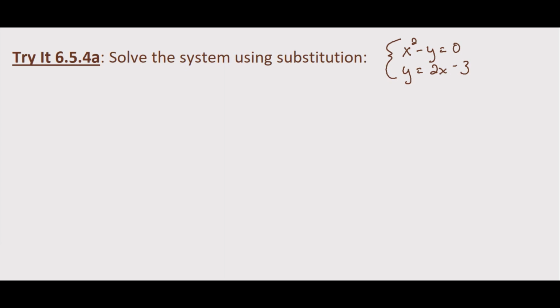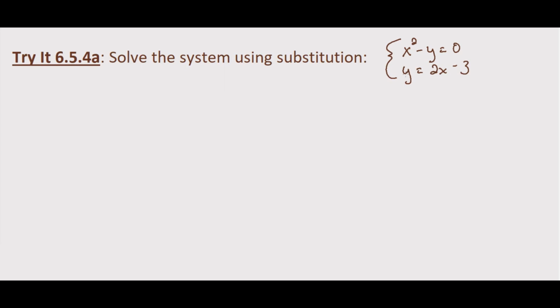Once again, in this Try It exercise, we are asked to solve the system of equations using substitution. And once again, let me remind you, you can solve for y in either equation and then substitute it into the other equation. But typically, especially right now, you're going to have one equation that it's simpler to substitute. In this case, we're given x squared minus y equals 0 and y equals 2x minus 3.